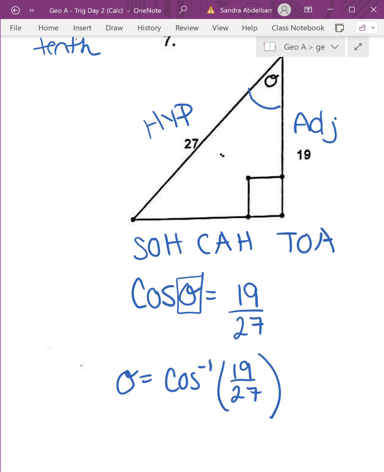So in our calculators, what are we going to do? Second cosine, and then you put in that whole fraction: 19, division sign, 27. I'm going to close my parenthesis and press enter. Once again, I'm rounding to the nearest tenth. What is it? 45.3 degrees. You got it.